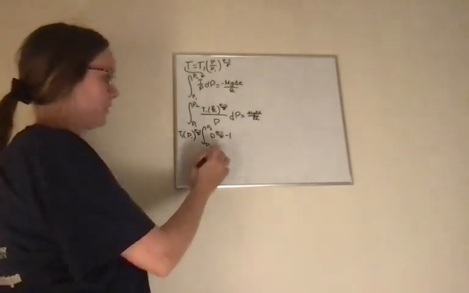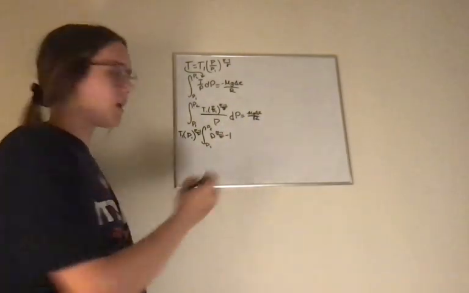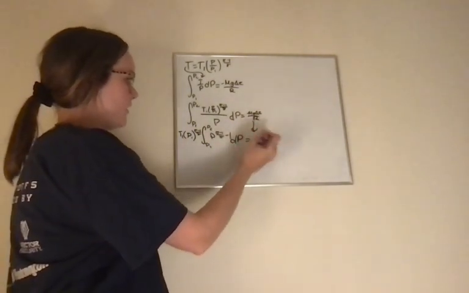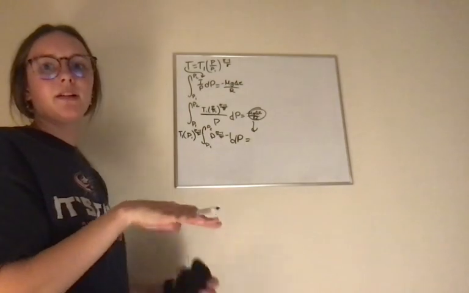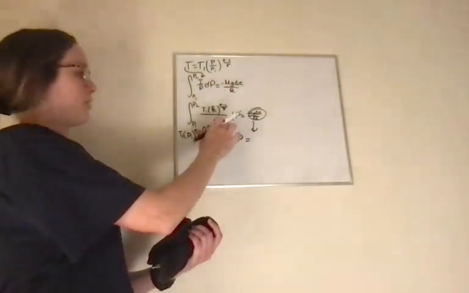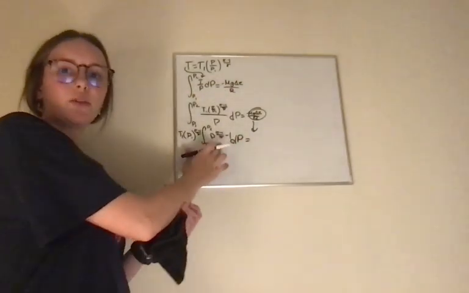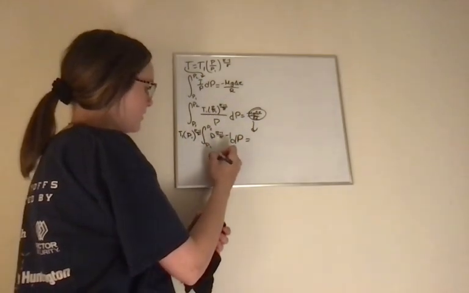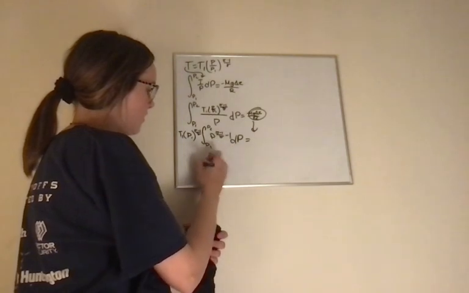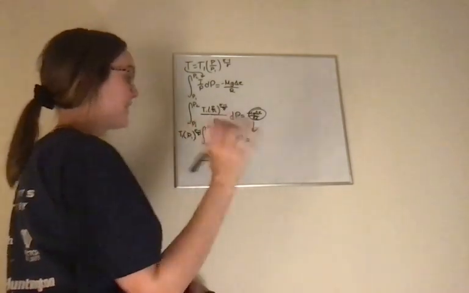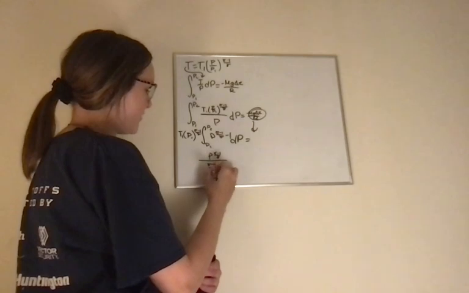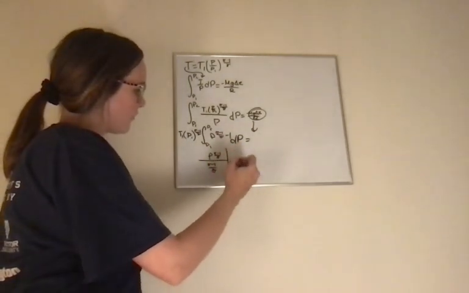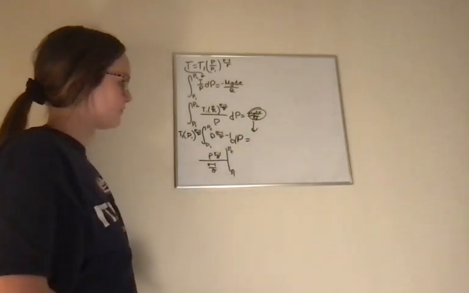And that is all going to be minus 1. And then we are going to take the integral of this, and this is still equal to this value, but I'm not going to write it out right now because we're going to work with this integral. So now that we have this integral, it's pretty easy to solve. We're going to end up with P to the gamma minus 1 over gamma, all of that over gamma minus 1 over gamma. And we are going to have that from P1 to P2.